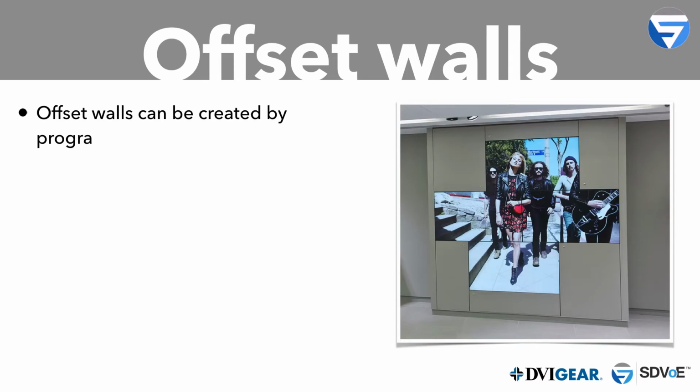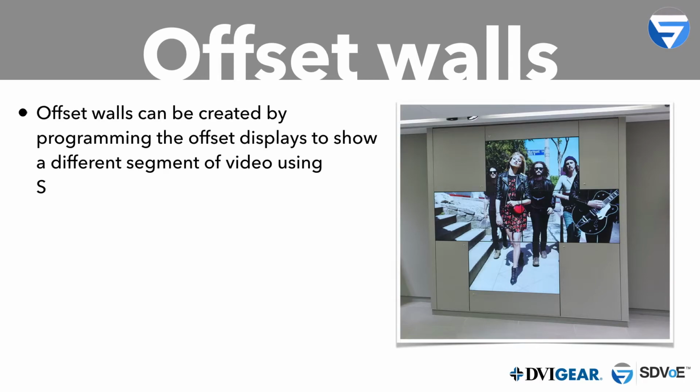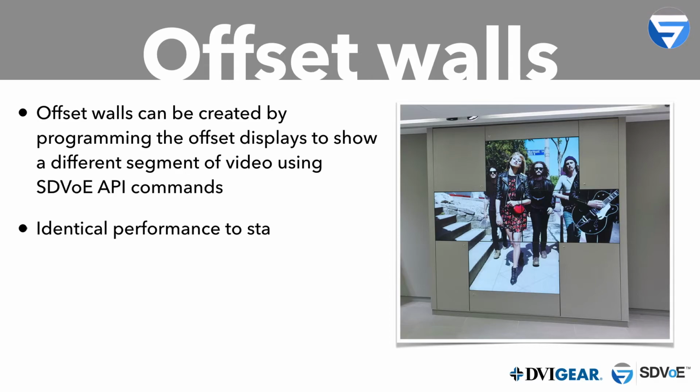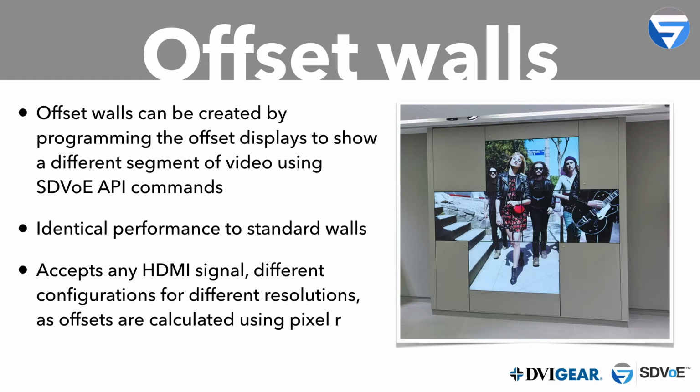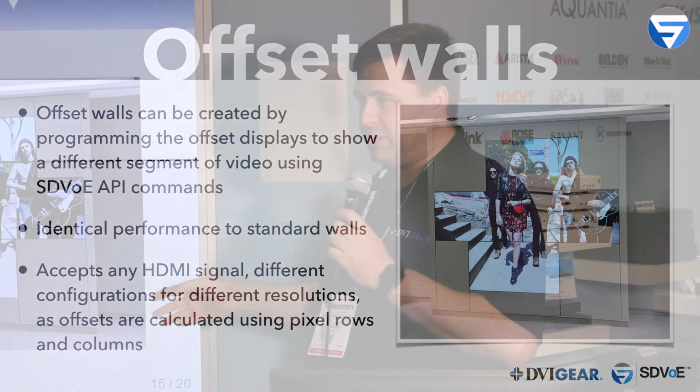Because it's running the exact same algorithms and sequence as a normal video wall, we've just changed the position of the displays. It has identical performance. You still have excellent synchronization despite this custom application, and it will accept any HDMI signal. And as long as the resolution of the signal is the same as the resolution that you've configured the wall to, it will work for any device. And if you want to change resolutions, you simply have to recalculate the positions of each panel in your wall implementation, as offsets are calculated using pixel rows and columns rather than physical dimensions.